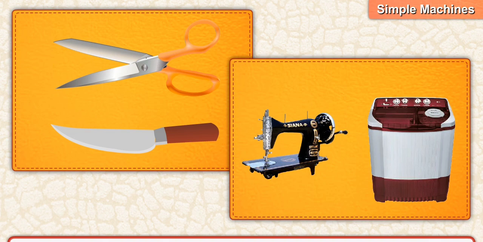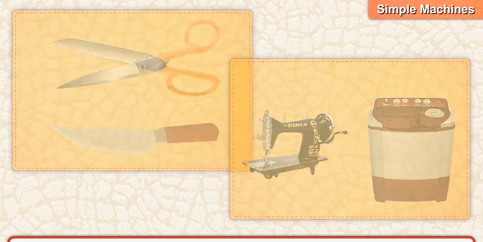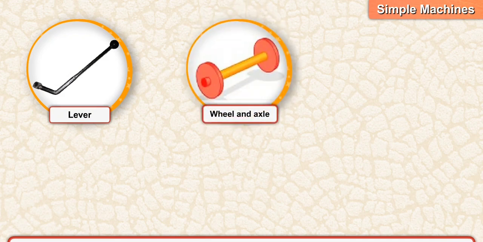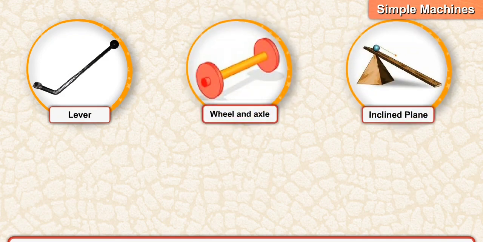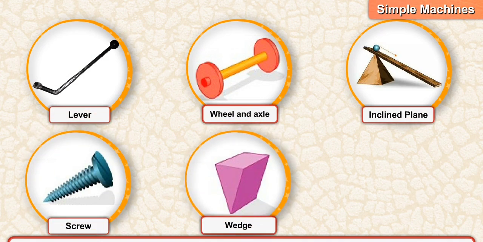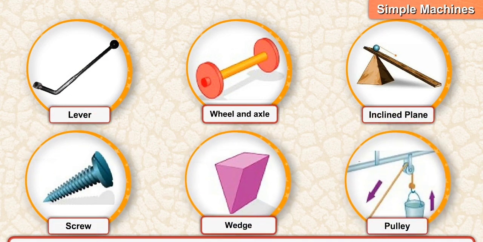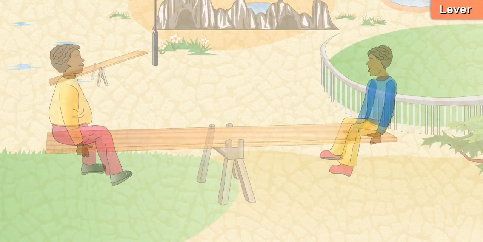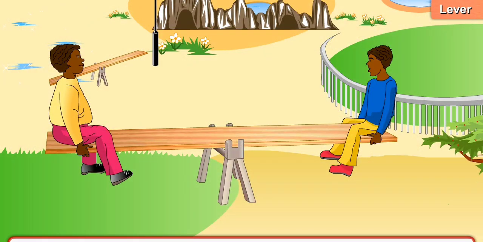There are 6 types of simple machines: lever, wheel and axle, inclined plane, screw, wedge, and pulley. Simple machines either change the direction of force applied or increase the force applied. Lever. A lever is a rigid rod that can move freely around a fixed point.